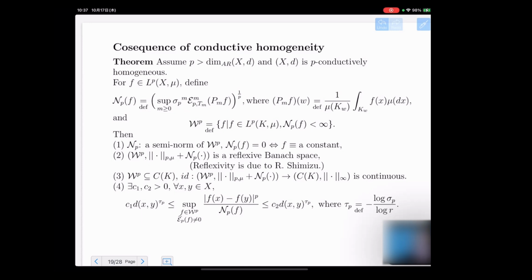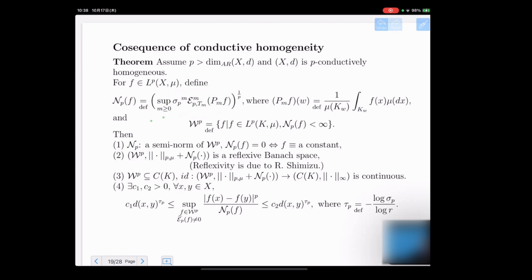Sorry, what is the measure here? The measure mu is some measure which has the volume doubling property. In the case of the Sierpinski carpet, naturally I choose the natural measure, the Hausdorff measure. But in general, it's a volume doubling measure. And we will see later that this notion of conductive homogeneity is independent of the choice of measure, because in this value there is no measure here.